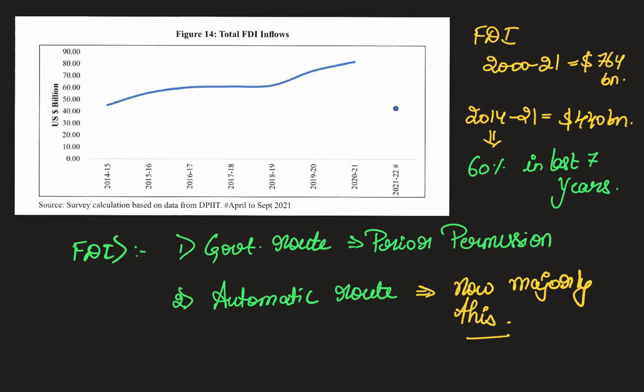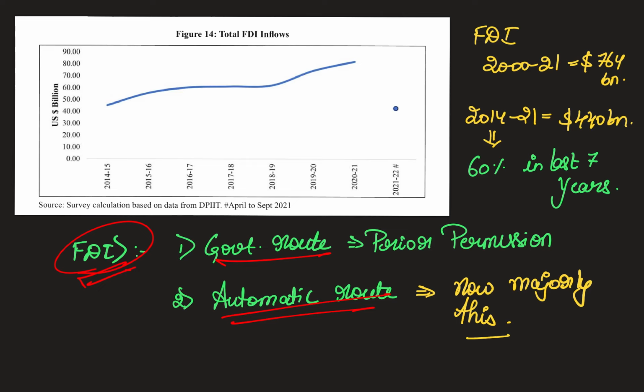The next thing is about FDI. FDI is foreign direct investment. We have elaborately talked about what FDI is. So how does it come into a country? Either through the government's control route or the automatic route. That is, you do not require the government's approval.